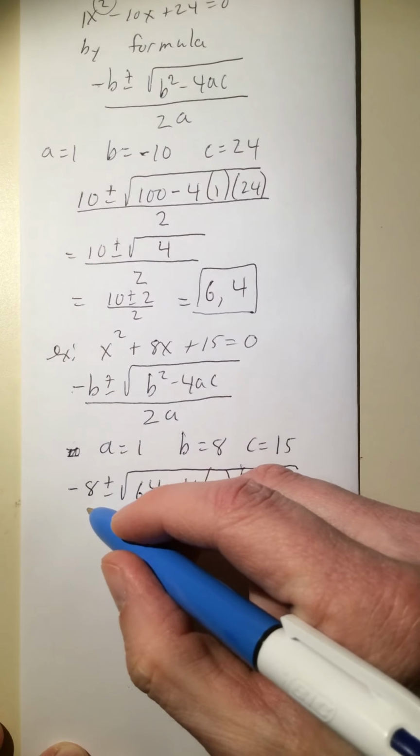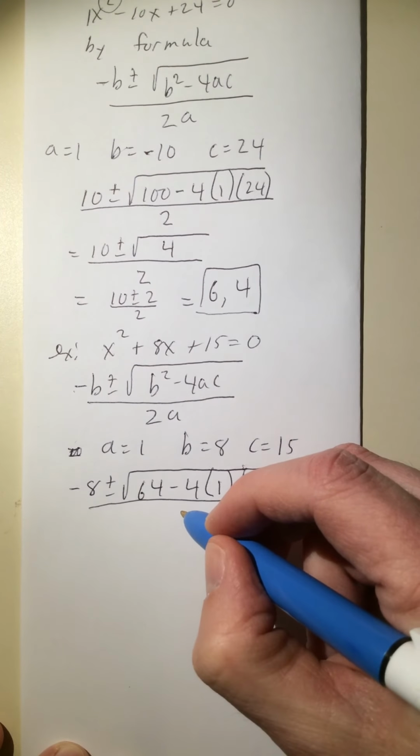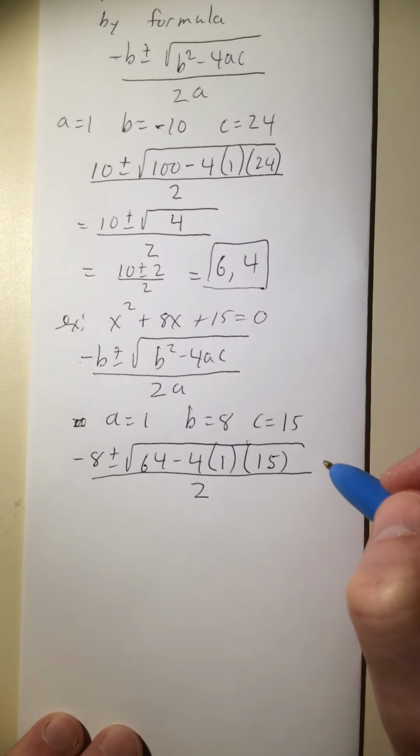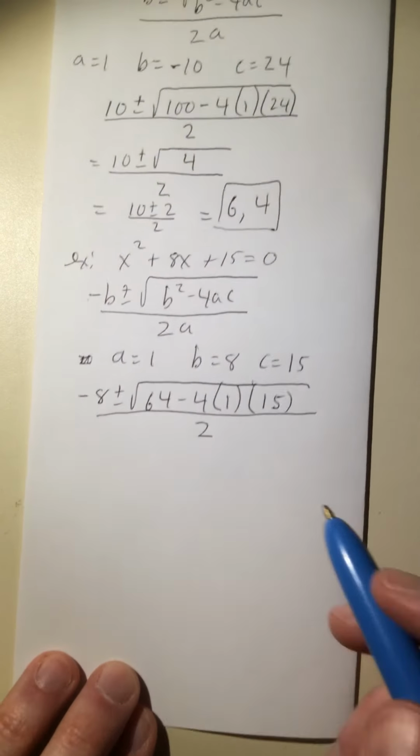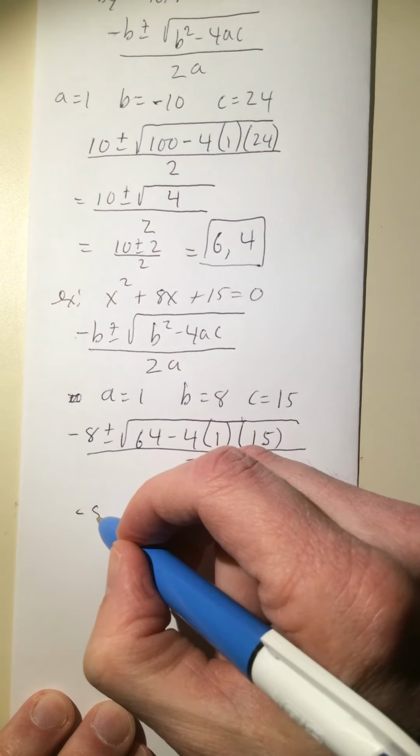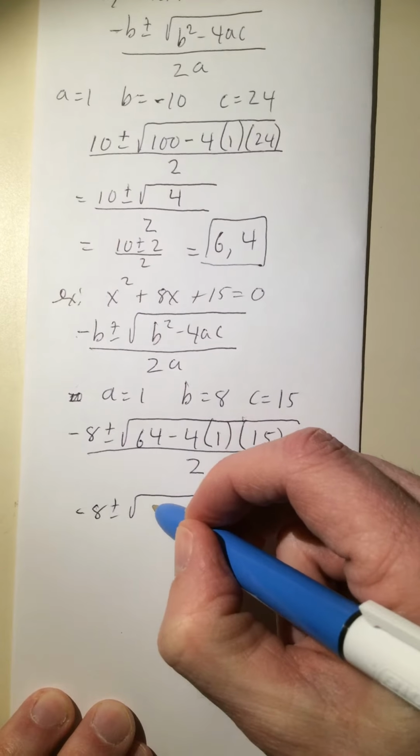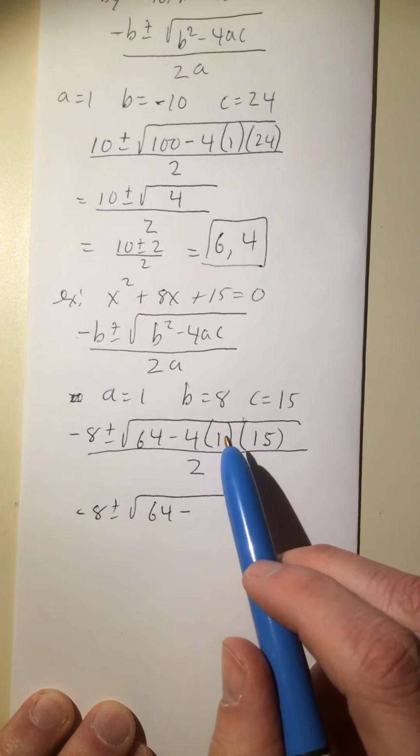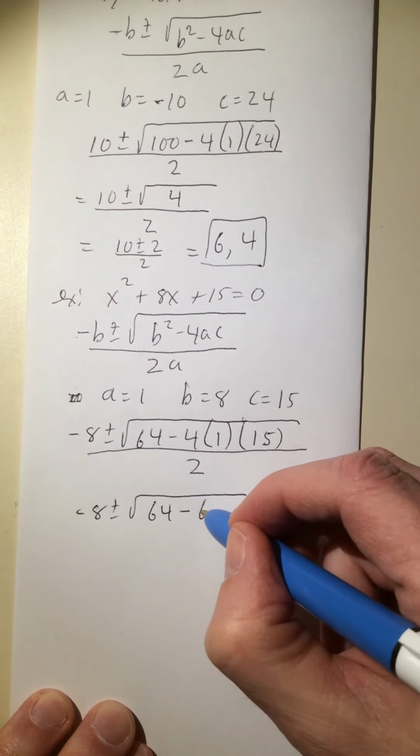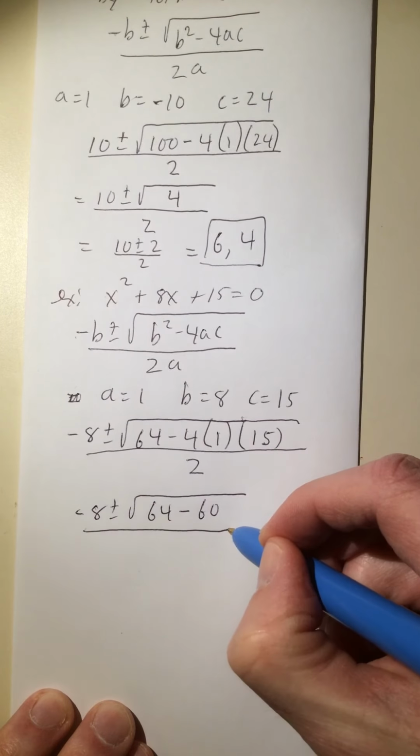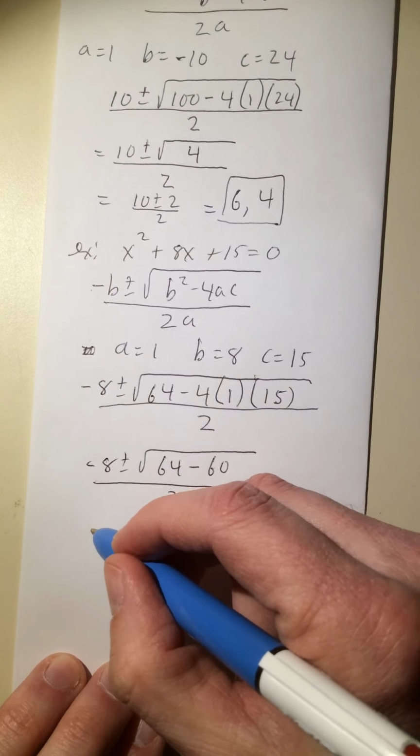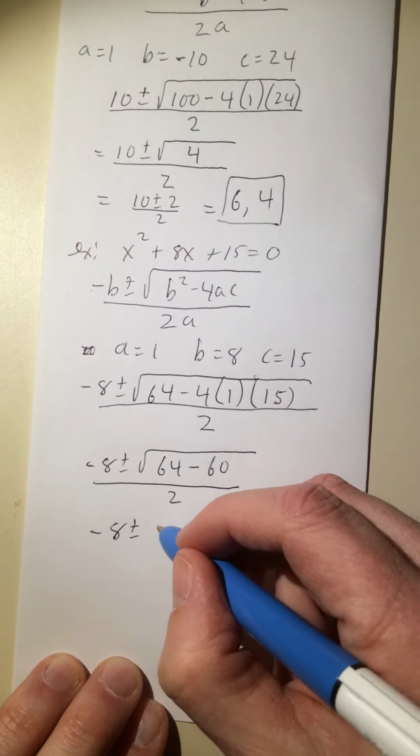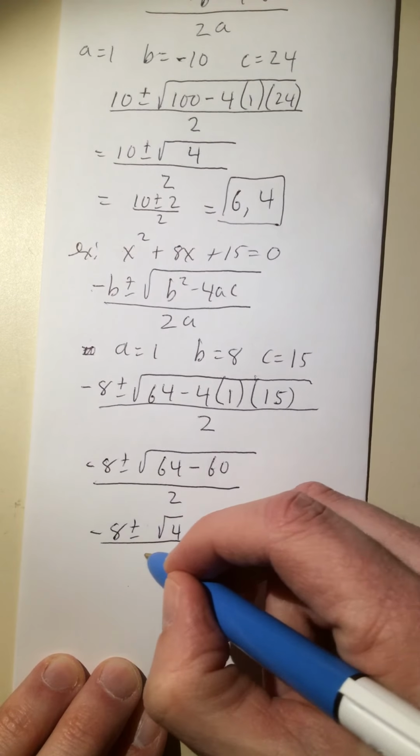Finish that root off there. And then we go over 2 times a. A is still 1. 2 times 1 is just 2. So again, actually we have enough room here, so we can do this step. So then we're going to have negative 8 plus or minus the square root of 64 minus, let's see what this is, 4 times 1 is 4, and 4 times 15 is 60. And we get over 2. And that gives us negative 8 plus or minus 64 minus 60 is 4. Square root of 4 over 2.